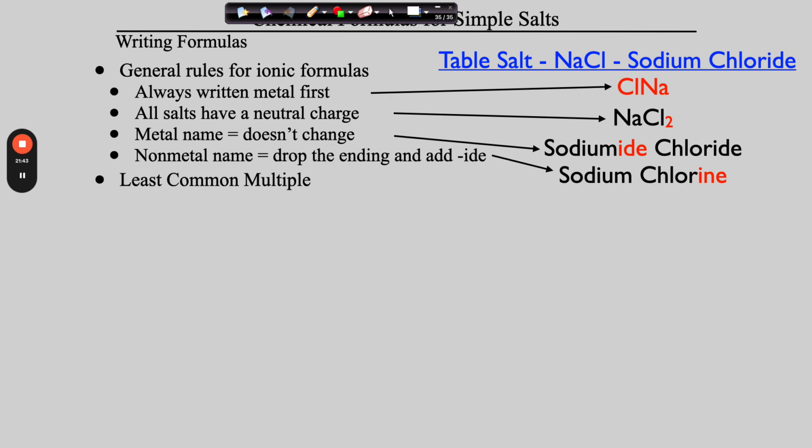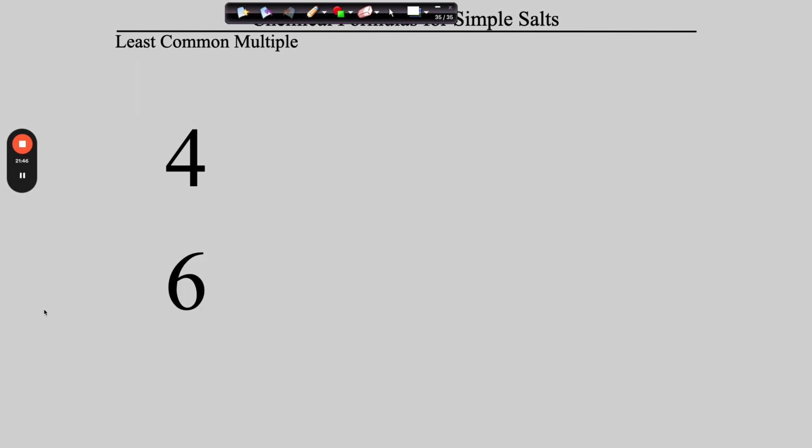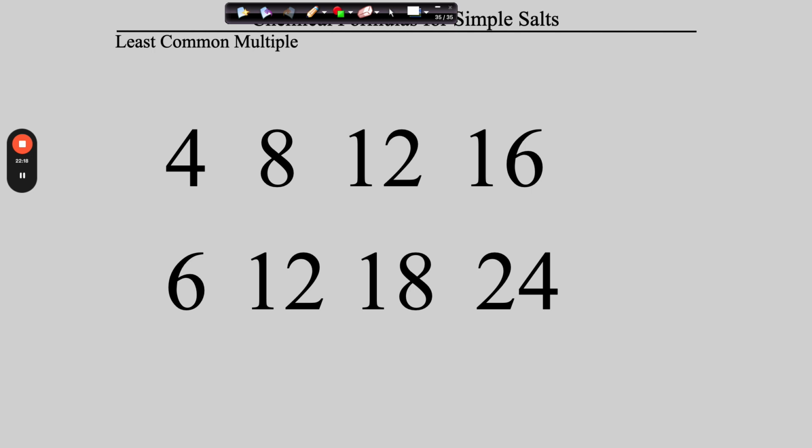Least common multiple. So for example, let me give you these two numbers, 4 and 6. What is the least common multiple? Now guys, many of you right now are either thinking or saying the number 2. Guys, the number 2 is the lowest common factor. That is not the least common multiple. So how do you find the least common multiple? Well, you need to know the multiples of 4: 4, 8, 12, 16. You need to know the multiples of 6: 6, 12, 18, 24, and so on. So where do these first meet up? They first meet up at 12.